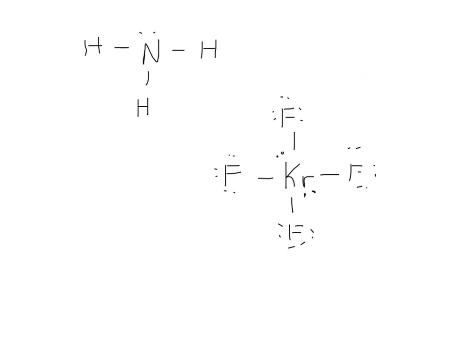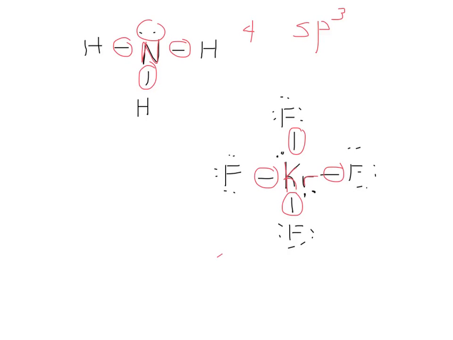Last couple. I've got nitrogen, I've got a sigma, and a lone pair. That's a total of 4 things. This is sp3. Krypton, I've got 4 sigma bonds, and I've got 2 lone pairs. That's a total of 6. So this is sp3d2, and that is all there is to finding the hybridization of a central atom.